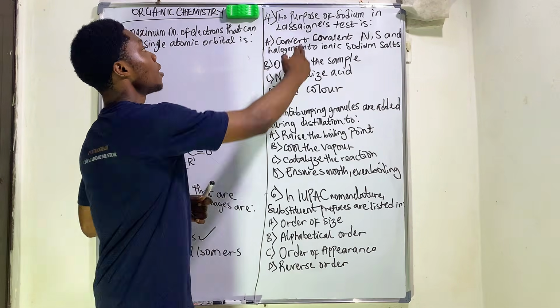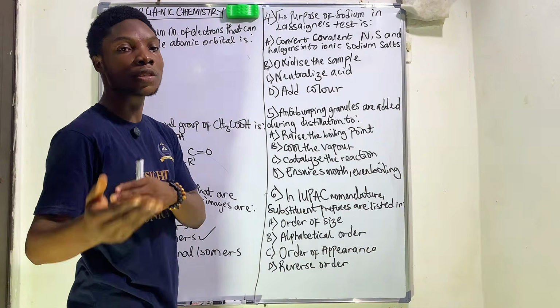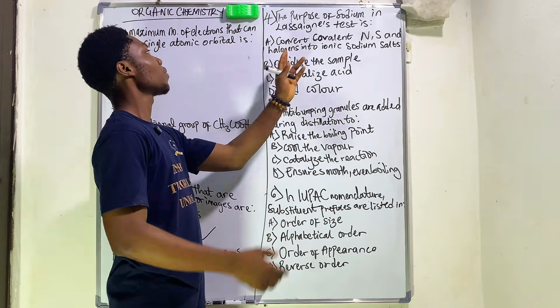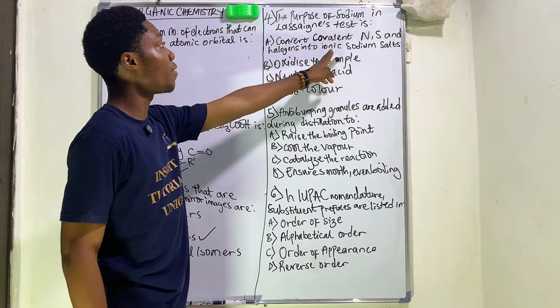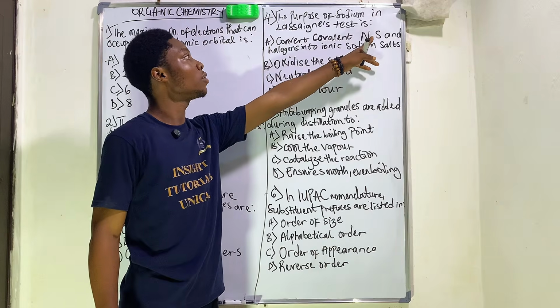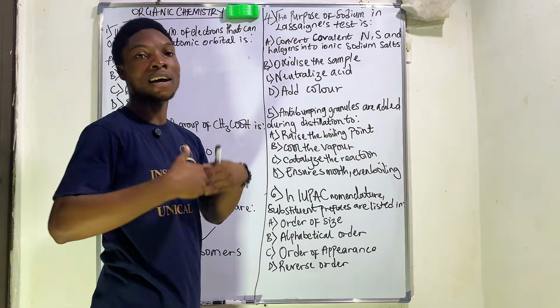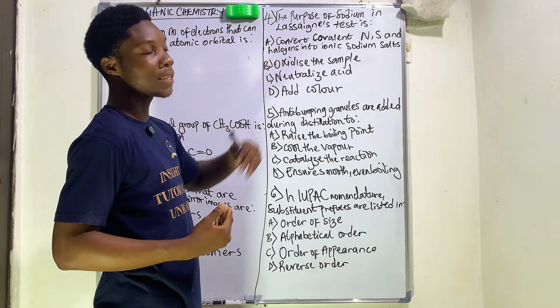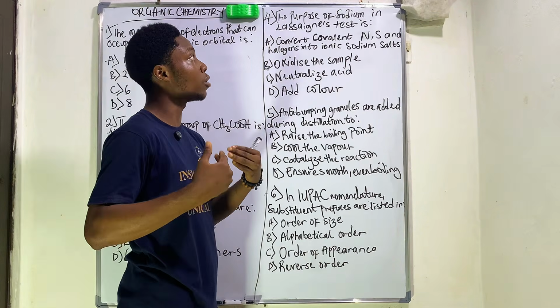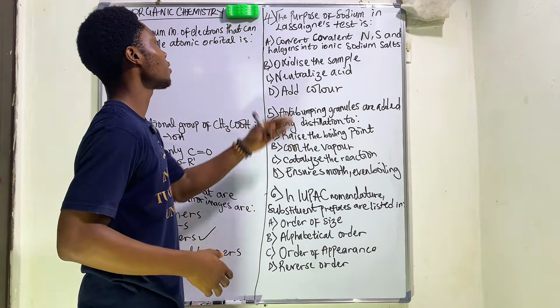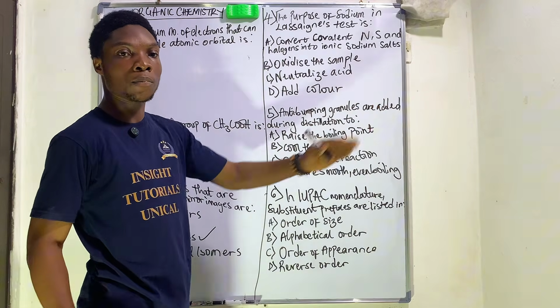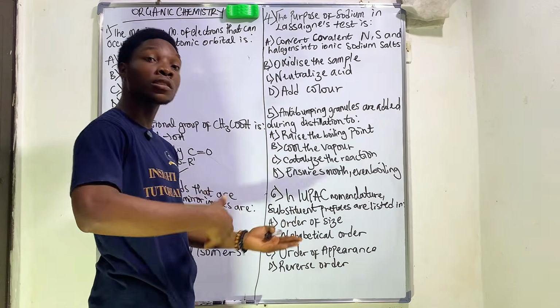Now the concept is sodium acts as a reducing agent, right? And it converts these covalent compounds, nitrogen, sulfur, and halogens, into ionic sodium salts that are soluble, right? In this test, it converts them into ionic sodium salts that are soluble. Now, it does not oxidize the sample because it is a reducing agent, it's not an oxidizing agent.